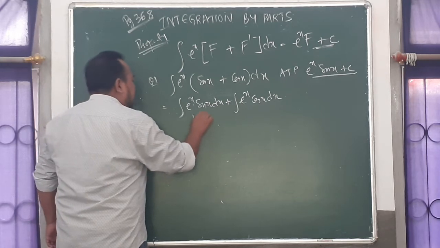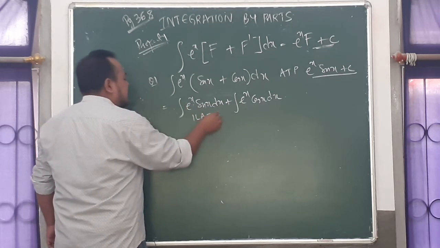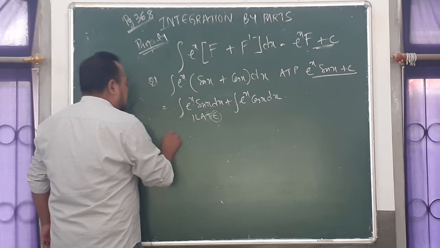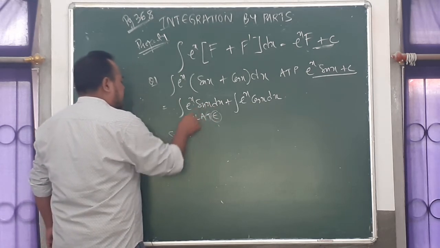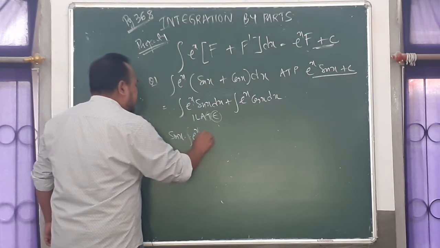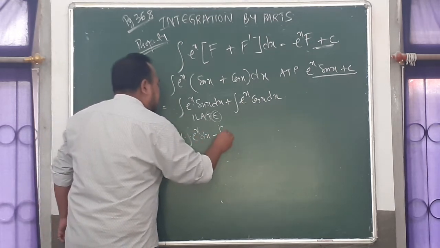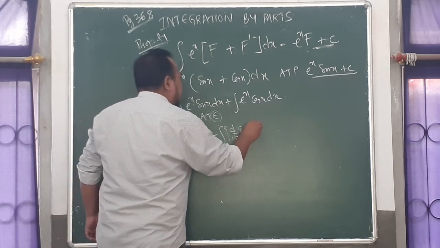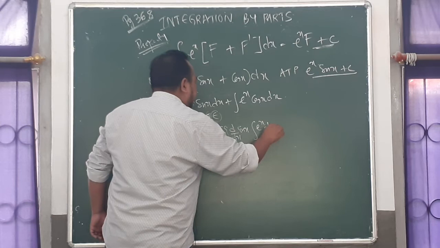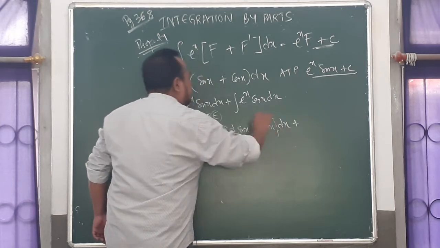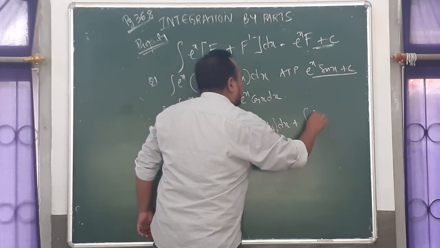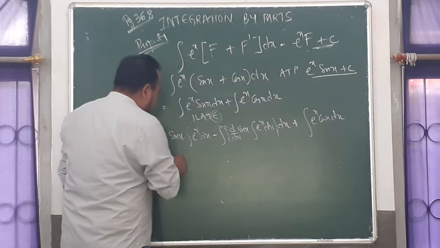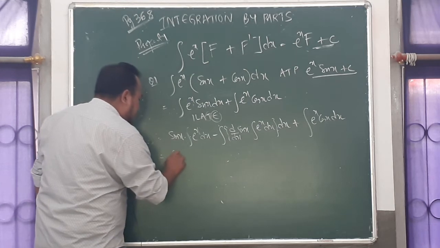So tell me the rule. ILATE, E stands for exponential and sin stands for trigonometry. So this is the first function. So what is the formula? First function, integration of the second minus integration curly bracket differentiation of the first function into integration of the second function, plus the second part as it is. We don't use by parts for this. Understood? Now simplify this and see what you get.